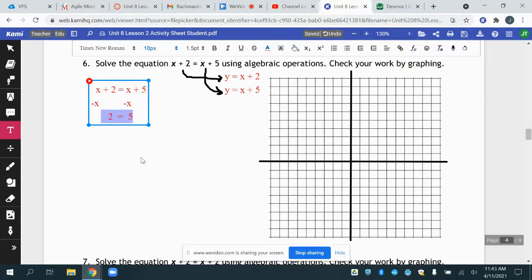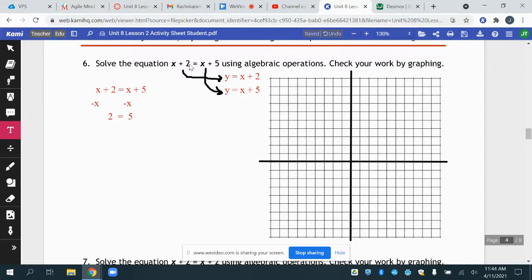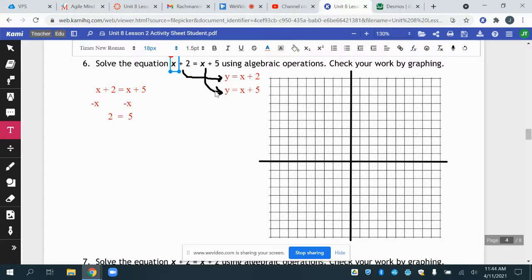In other words, if I add 2 to something, it should be the same as if I add 5 to that same number, because that's the only way that this is going to equal that. You can't add 2 different things, 2 and 5, to the same number, x, and get the same thing. That's impossible. So algebra is telling me there's an issue here. That, well, you want these to be equal? Okay, then 2 must equal 5.